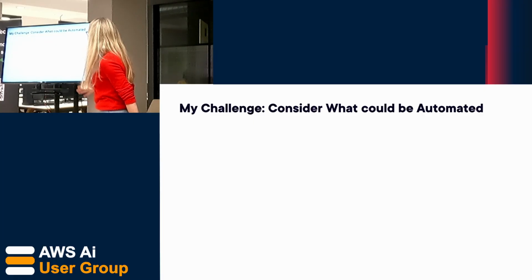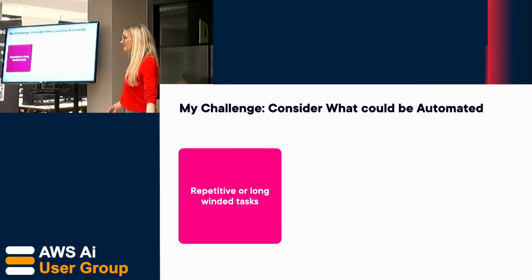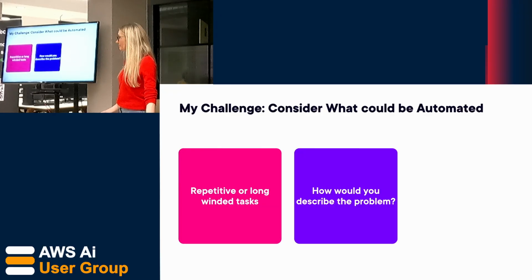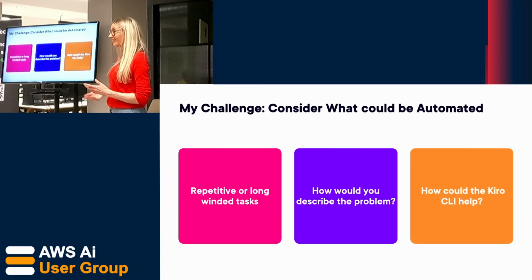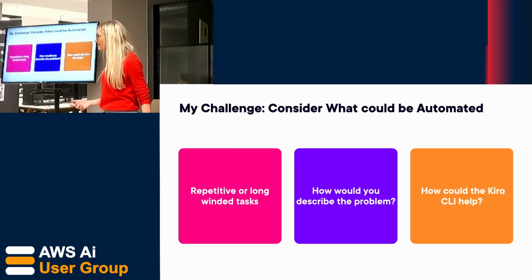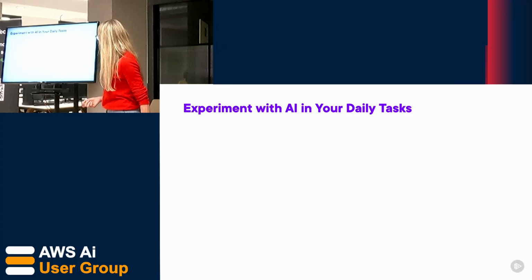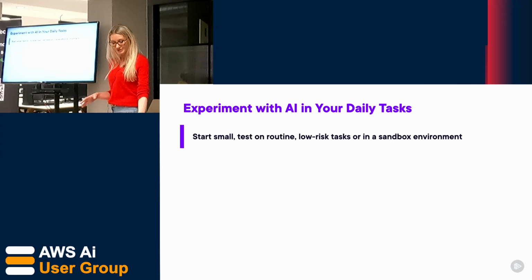So my challenge for you is really to consider what could be automated in your own role. Maybe that's repetitive or long-winded tasks that you end up doing. Think about how you might describe the kind of problems that you see daily. And then think about how the Kiro CLI could potentially help you. Even if you're not working with AWS that much, you can use it for Python, scripting, other coding activities. Experiment with it in your daily tasks. Start with small, very low-risk tasks, the kind of things that I've shown you today.